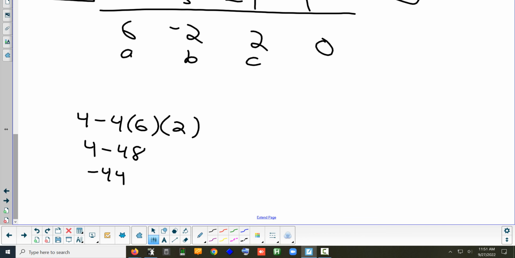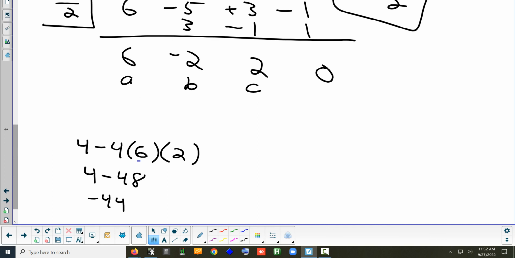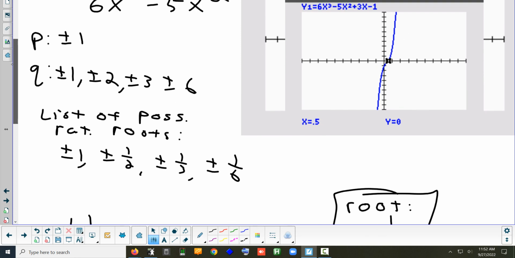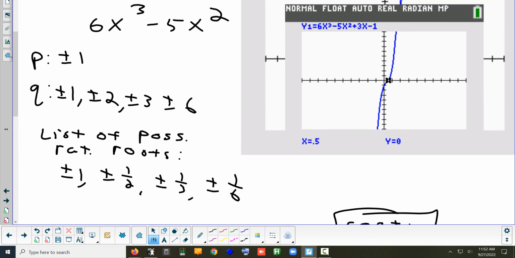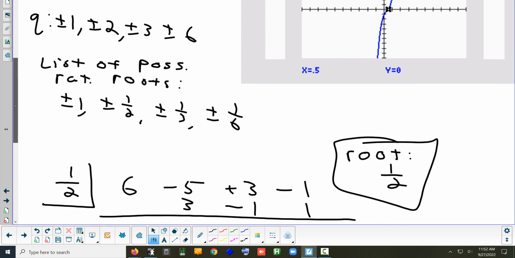So what does that mean about the other answers to this quadratic? There's only one real root. If the discriminant comes out negative, remember this is the part under the square root, you can't take the square root of negative 44. So there's no reason to even try to factor this problem. It won't work. There is only one answer, and that's really 1/2.